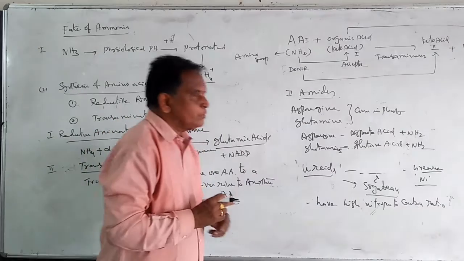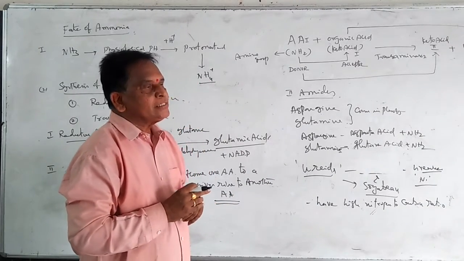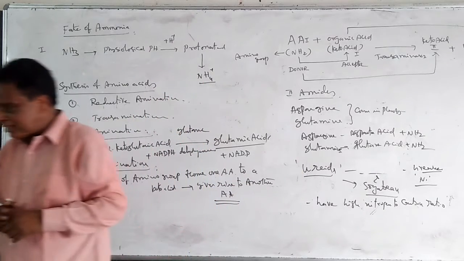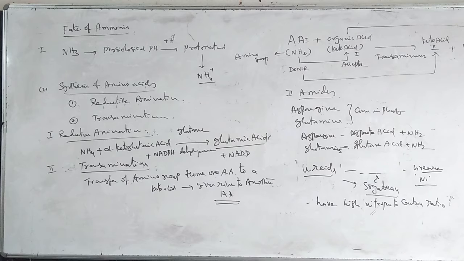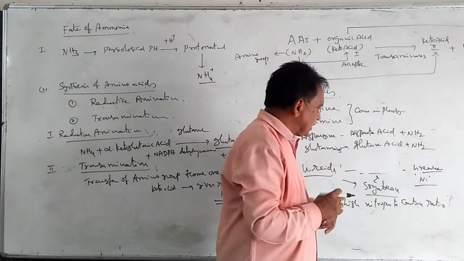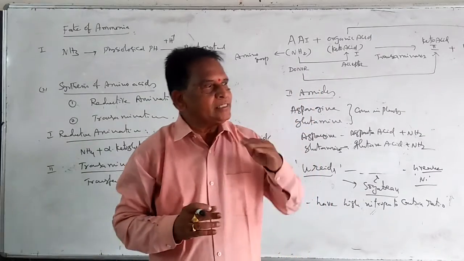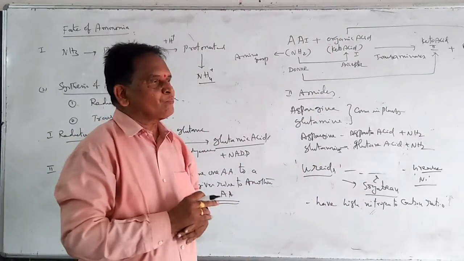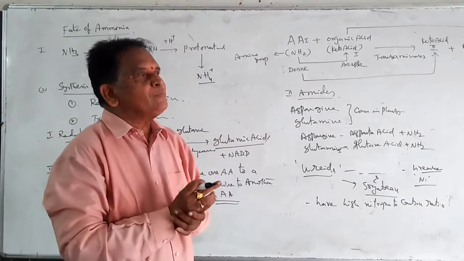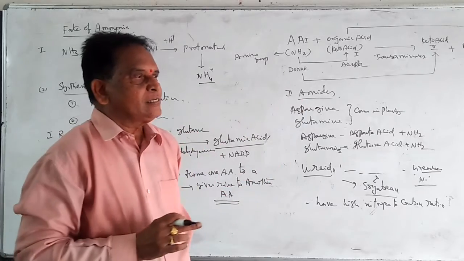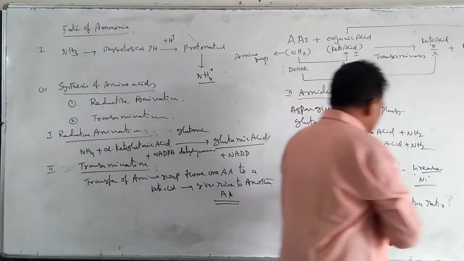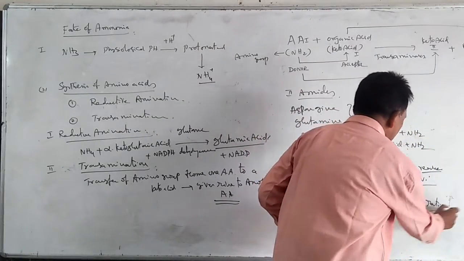And another amide has also been recently identified, called ureide. It is observed in plants like soybean, where nitrogen is exported in the form of these ureides. When compared with these two, ureides are more efficient in carrying nitrogen to the plant parts. They have a high nitrogen to carbon ratio when compared to asparagine and glutamine.